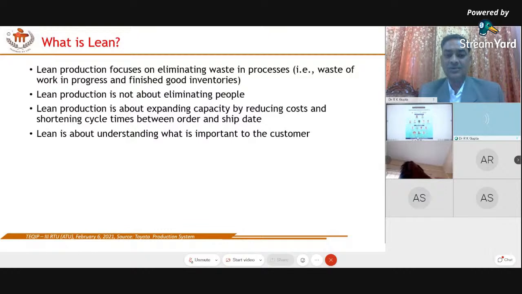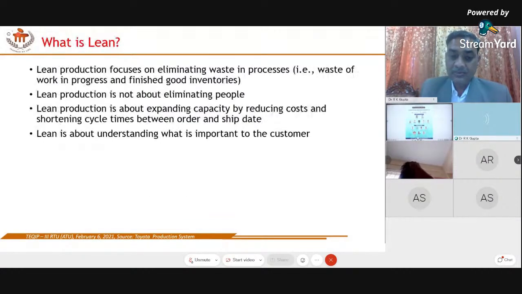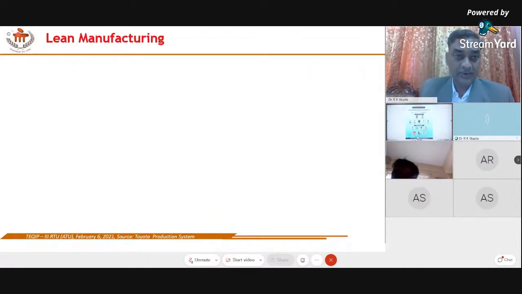So lean is about understanding what is important to the customer. Lean means understanding what is important for the customer, which is what we discussed in the last slide: continuously improve quality and eliminate the waste. Seek perfection means understanding what is important to the customer: what kind of product the customer needs, what special things he requires in the product, what his demand is, and what perfection he needs in the product. So that is lean manufacturing.